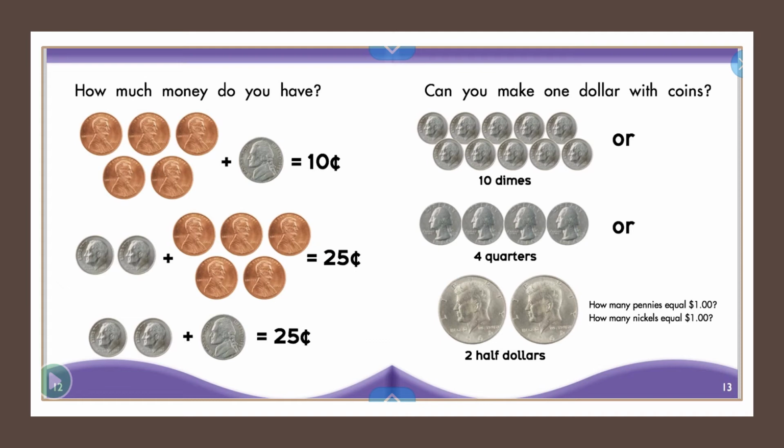Now we're going to go to our quarters. Now this is a little bit harder. These are worth 25 cents, so you probably need pencil and paper to add these up. But because I'm an adult, I do know that 4 quarters is the same as 100 cents, which is equal to $1. And then 2 half dollars is 50 cents and 50 cents. When I add those together, I also get $1 or 100 cents.